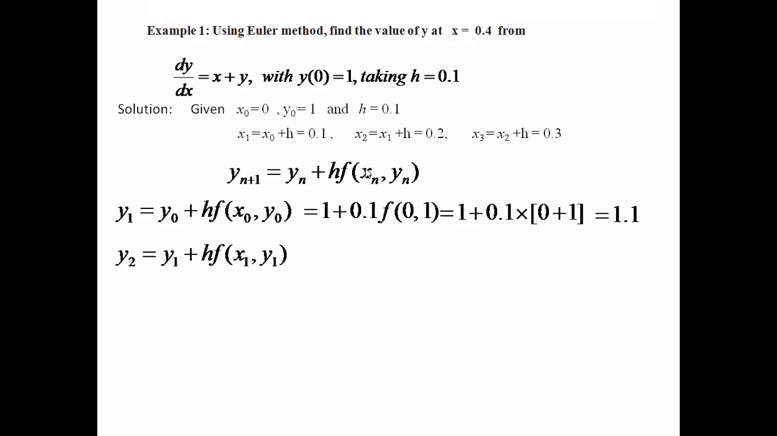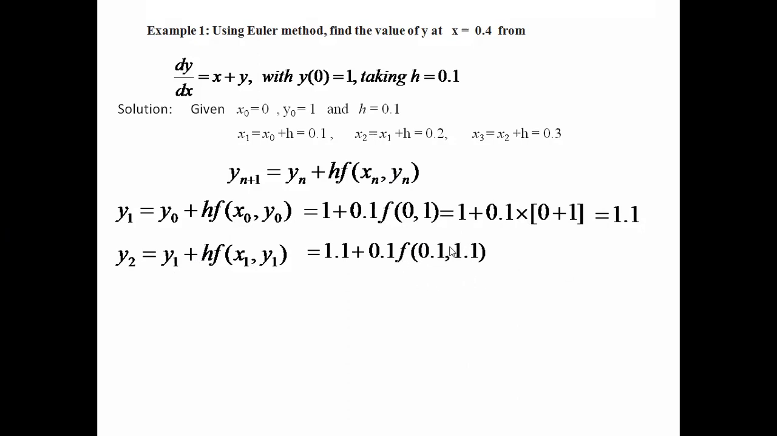So how to get y2? If you use the formula here, when n is equal to 0, you get y1. When you put n equal to 1, it gives y2 on the left hand side. So it is y1 plus h into f of x1 comma y1. y1 is this value, 1.1. So write 1.1 plus h, and h means again 0.1, into f of x1 comma y1. x1 is written here: x1 is 0.1, y1 is 1.1.